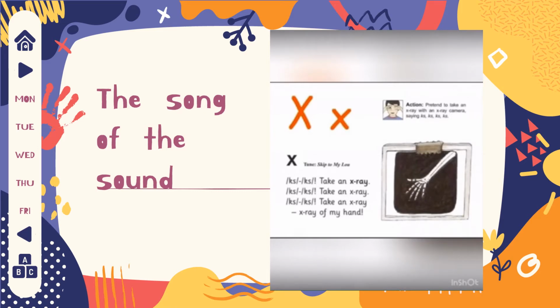Take an X-ray. Take an X-ray. X-ray of my hand.